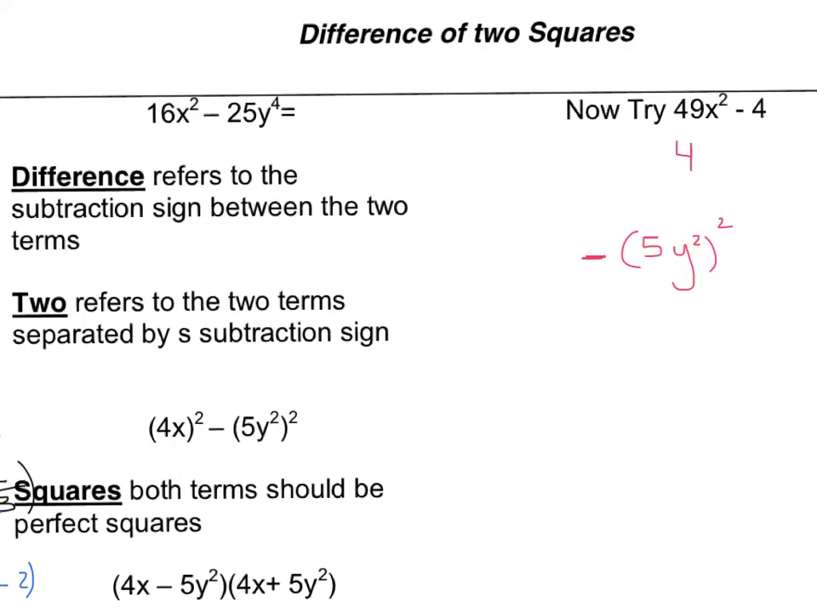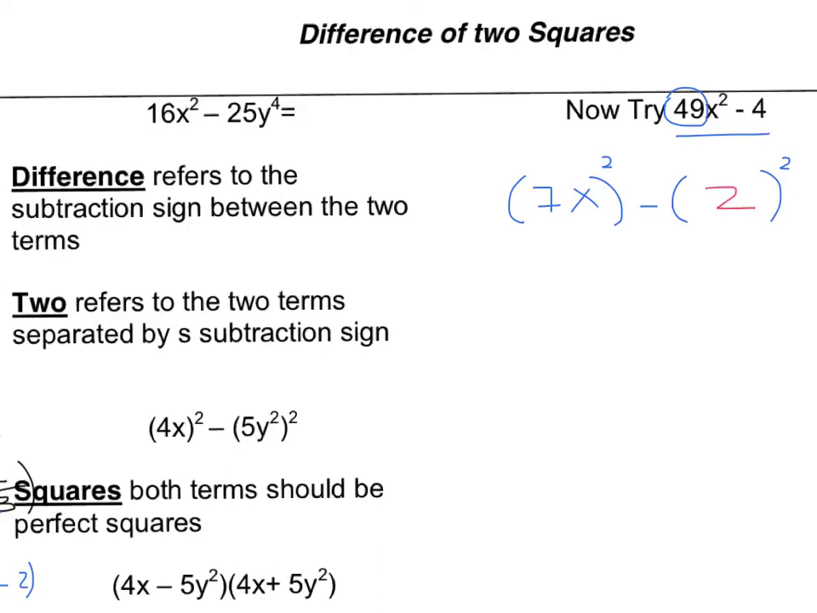Let me make some space for me. Okay, so 49x squared minus 4. Now, can I write this as a difference of two squares? Let's see. The square root of 49 is a 7, and for x squared I can write an x on the inside. So 7 squared is a 49, and x squared is x squared. Minus, can you write 4 as a square of something? Yes, it's a square of 2, and 2 squared is a 4. There you go. This is a difference of two squares.